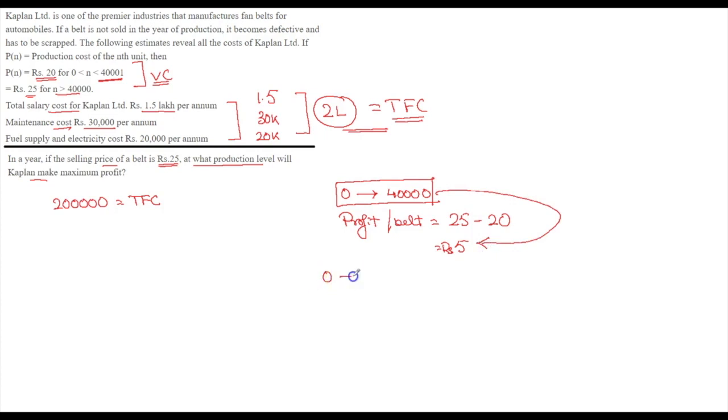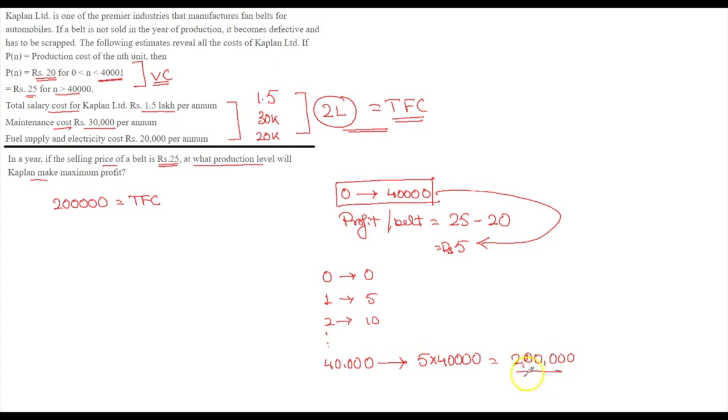So for each belt, I am making a profit of 5 rupees. For 0 belts, it's equal to 0. For 1 belt, it's equal to 5. For 2 belts, it's equal to 10, and this goes on up till 40,000. And we can see that at 40,000 units, we are making a total profit of 5 into 40,000. That comes out to be 2 lakh rupees.